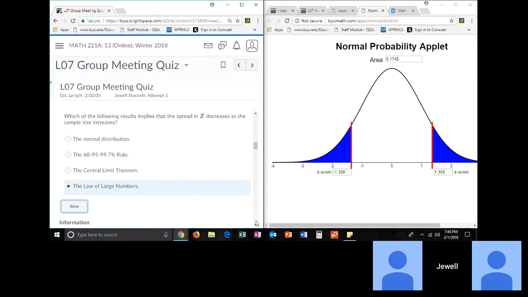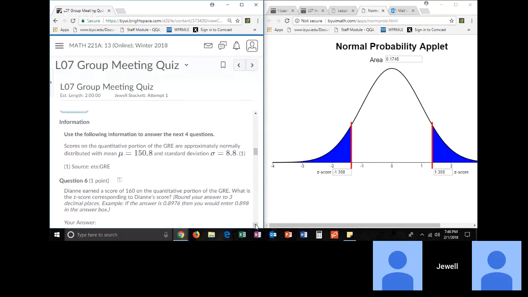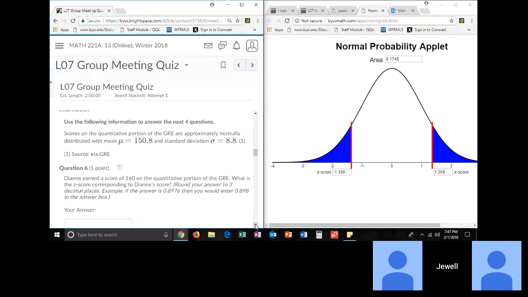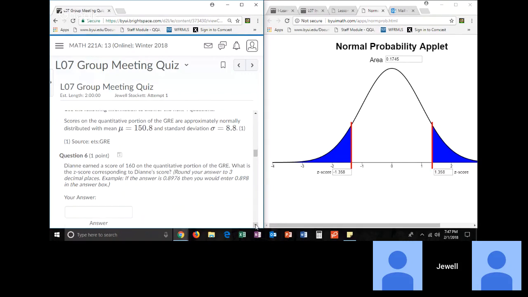Okay, question 6. The law of large numbers, is that what you're thinking? Mm-hmm. For question 6, I did 160 minus 150.8 divided by the standard deviation of 8.8, because it didn't have any special sample size. So I think that one was pretty straightforward. And I got 1.045. So I want to see what you guys get. Yeah, I got that too. 1.04545454545.